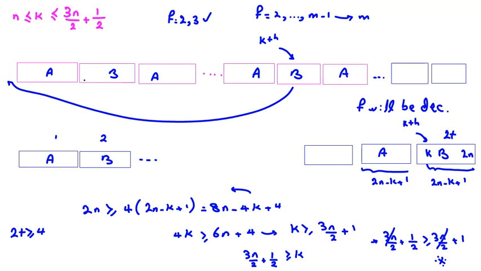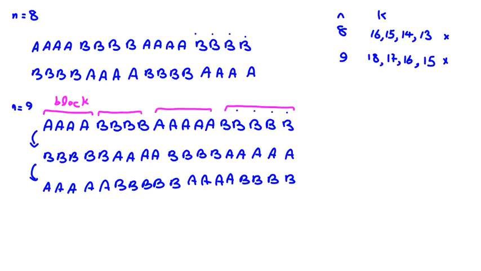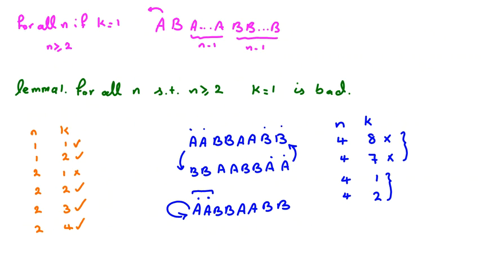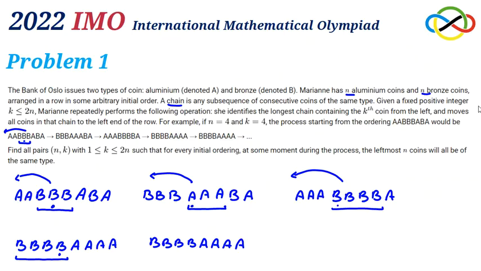So here we proved that for this case, let me tell you, all initial cases are good because you can reach from that initial case to the case that f is 2, meaning all first n coins are the same, and the problem wanted that. Why? Because here it says at some moment during the process the leftmost n coins will all be of the same type, so f is 2.